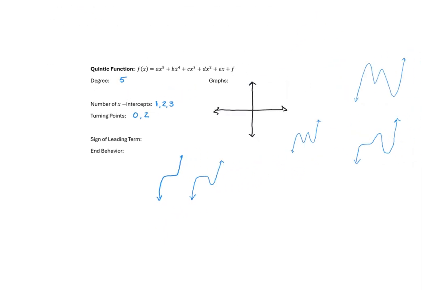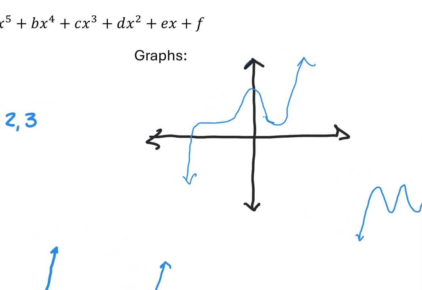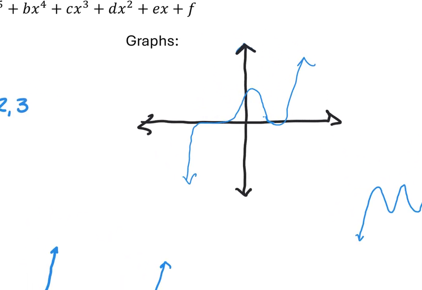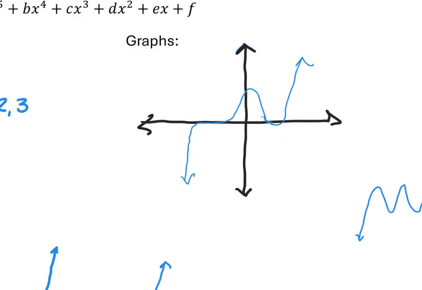Okay, let's pick another one. All right, the next basic shape that I want to look at is this one. Okay, if we look at this particular graph, let's see what we got. We can have one x-intercept, we can have 2, we can have 3, or again, we can have 1. And so we have that.